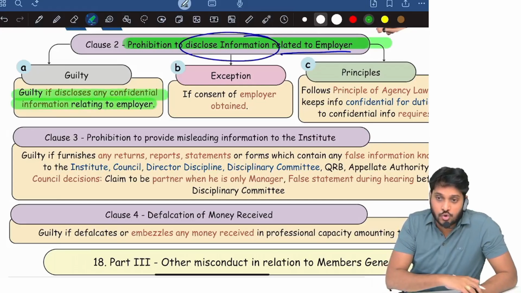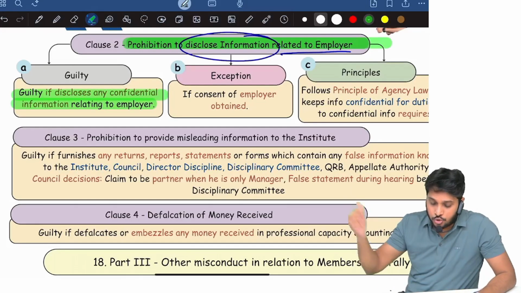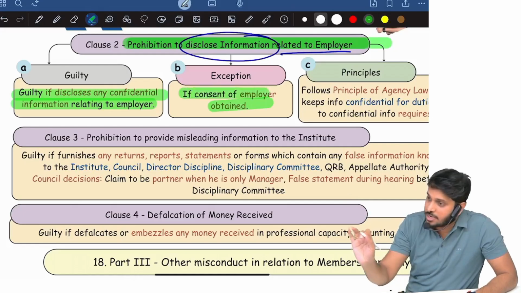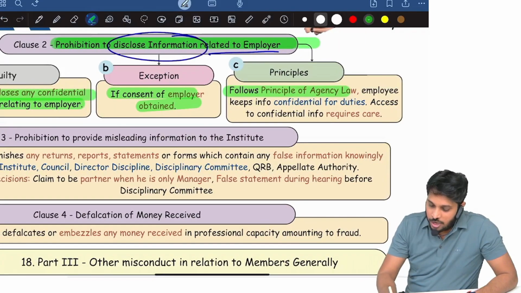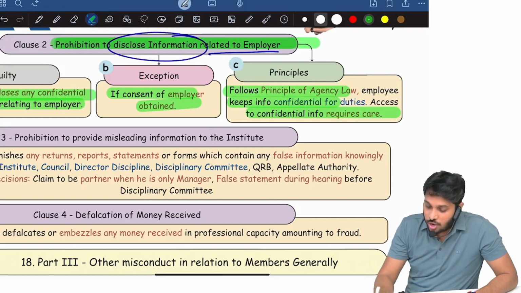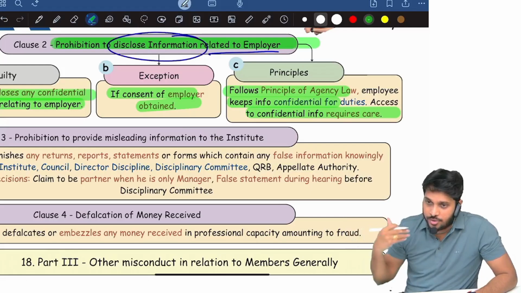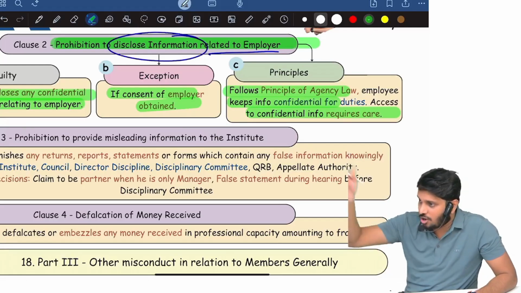Guilty if you are disclosing any confidential information belonging to your employer. Exception: if consent is obtained, no problem. So follow the principles of agency. The employee has to keep confidential for all the duties, with access to confidential information only when there is a requirement. You need to exercise care and take permission.